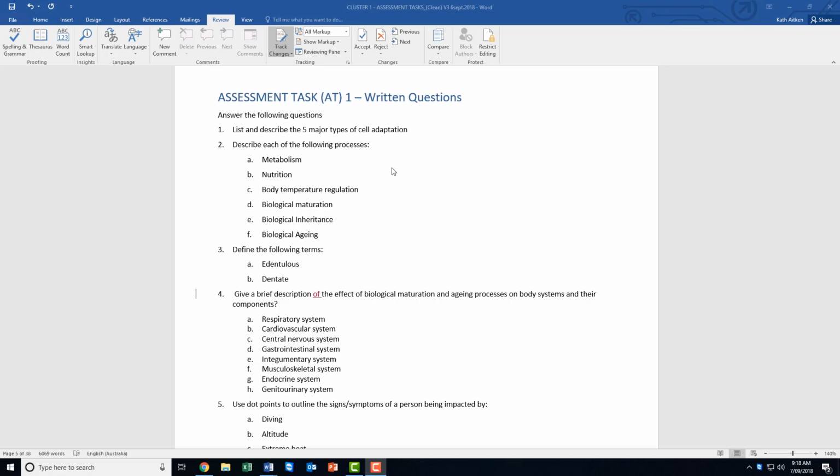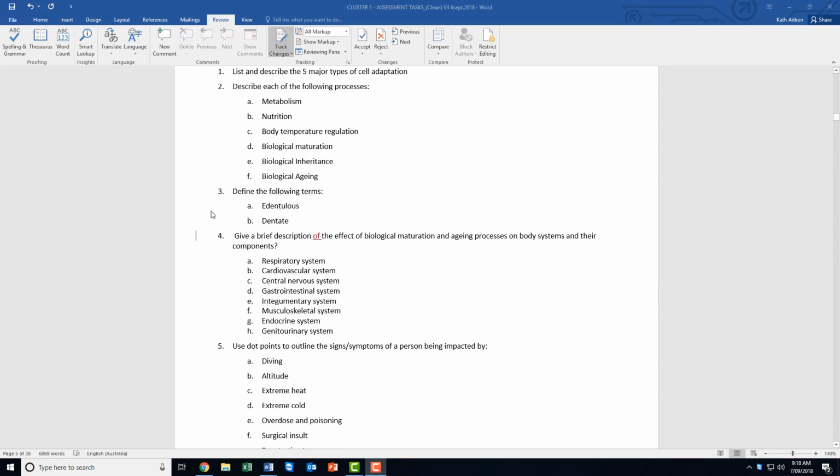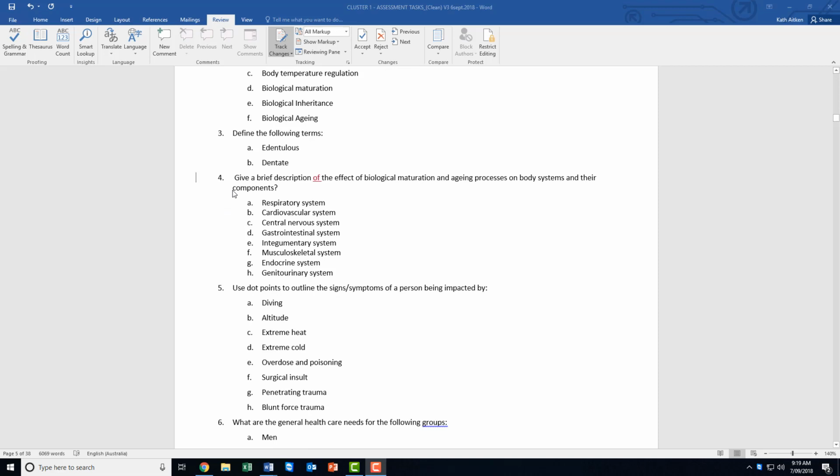Question 2, describe each of the following processes. 1 to 2 sentences for that question. Question 3, define the following terms. A sentence each will be all that's necessary. Question 4, give a brief description of the effect of biological maturation and aging processes on body systems and their components. Brief description is a sentence or 2.